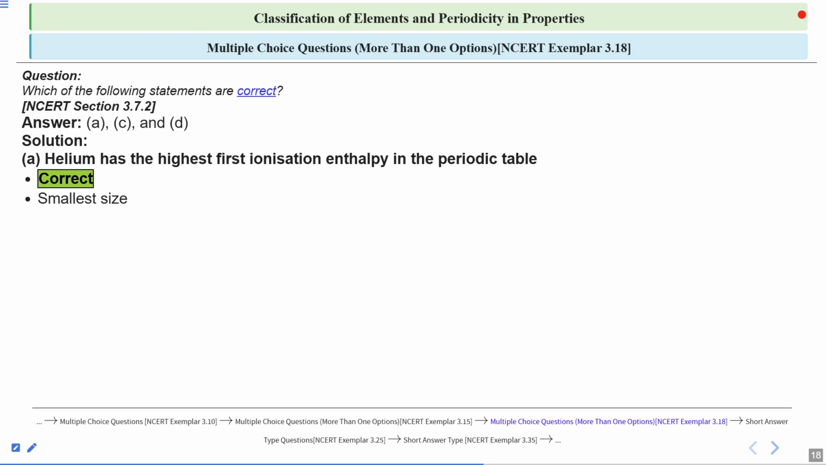Again, I'm repeating that part. As you are moving from top to bottom, the size is increasing. That means the first group has the smallest size. From left to right, the size is decreasing. Therefore, your last group has the smallest size. You can clearly say from that logic that helium has the smallest size. Did you get my point?